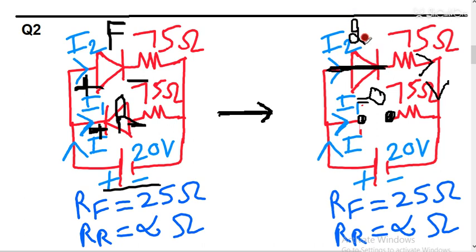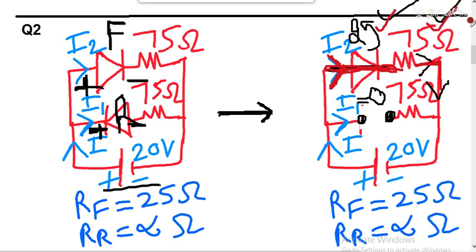25. So now this 25 and 75 are in series. So 25 plus 75 will give me how much resistance? Because current is not dividing here. If the current is not dividing, then that means the resistances are in series. So 25 ohm and 75 ohm, these two are in series.